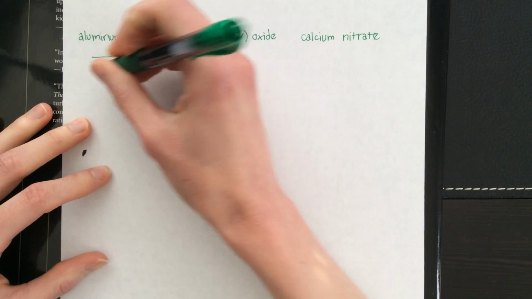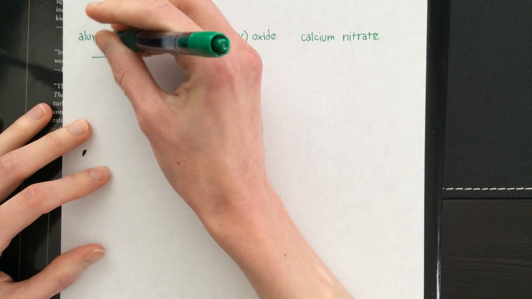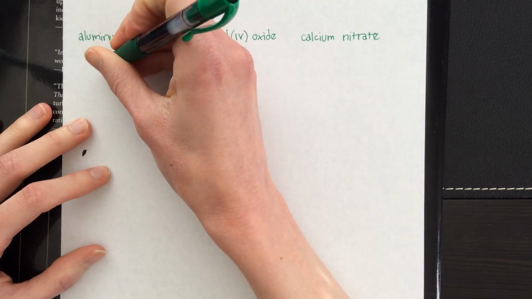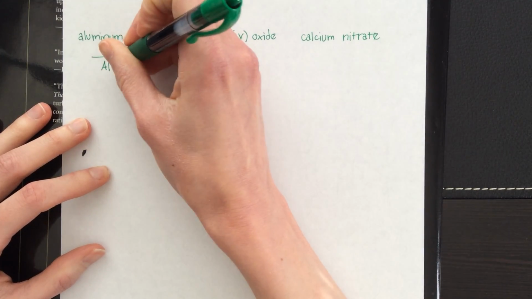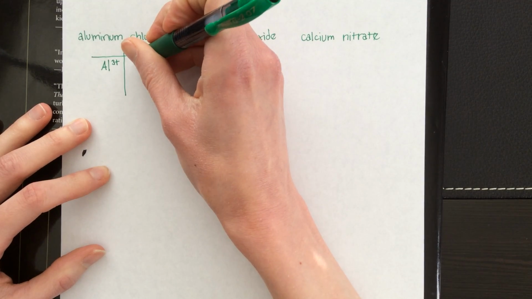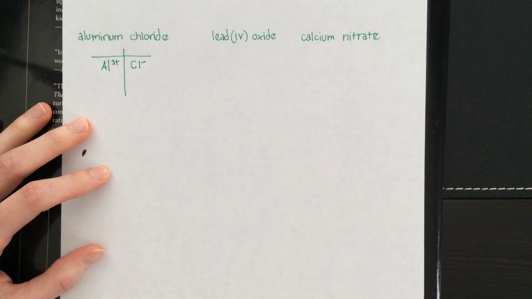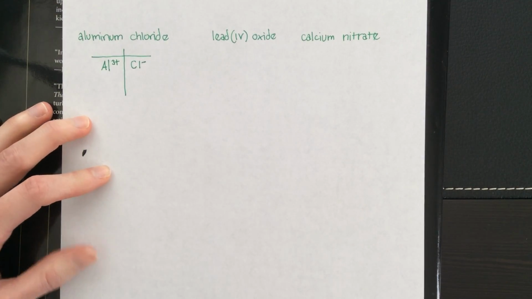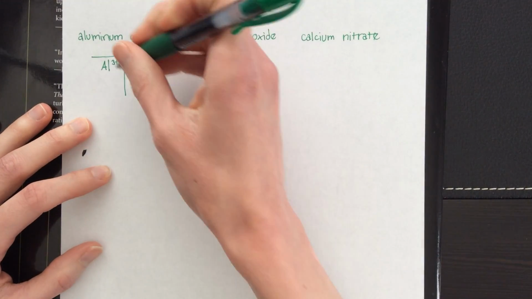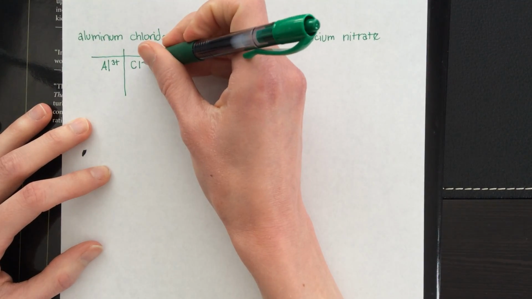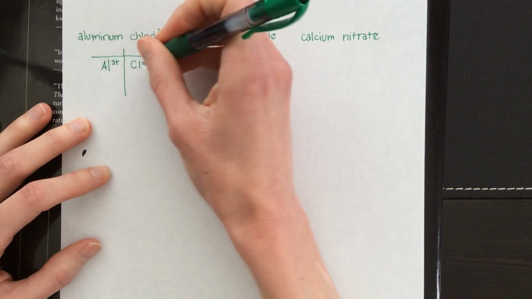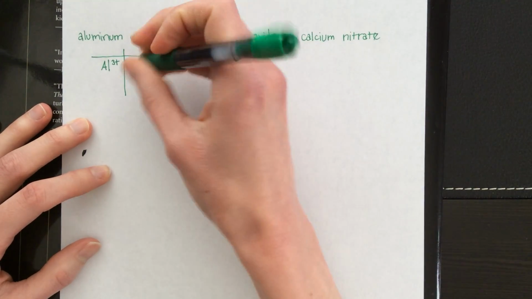They look like this. On this side, I put the cation, which is the element written first. So aluminum is a 3+. On this side is the anion. Chloride is a 1-. And then my goal is to balance the charges, so they need to add up to 0. So this is a +3, this is a -1. So to balance those, this side needs to be -3.